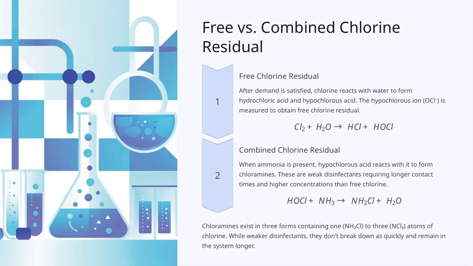Chloramines can exist in 3 different forms, depending on how many chlorine atoms they contain: 1, 2, or 3. For example, monochloramine has 1 chlorine atom, dichloramine has 2, and trichloramine has 3. While they're less powerful disinfectants, a notable advantage is that chloramines tend to stay in the system longer because they don't break down as quickly as free chlorine. Understanding these differences is crucial for maintaining effective water disinfection and ensuring safe, clean water for everyone.